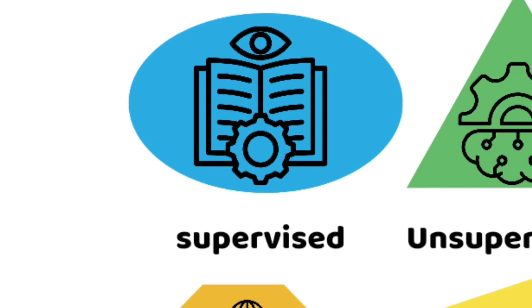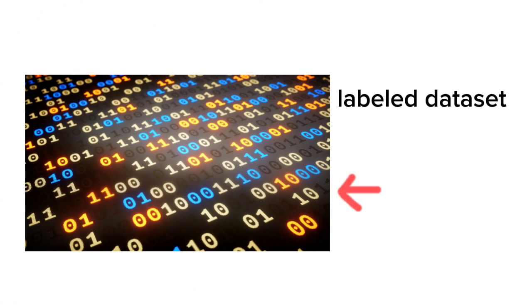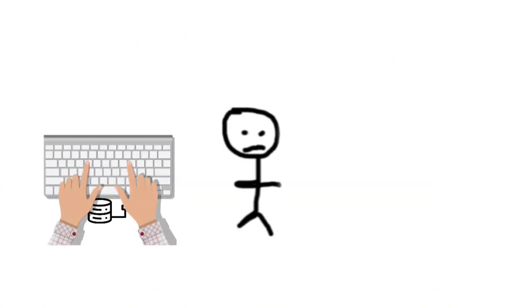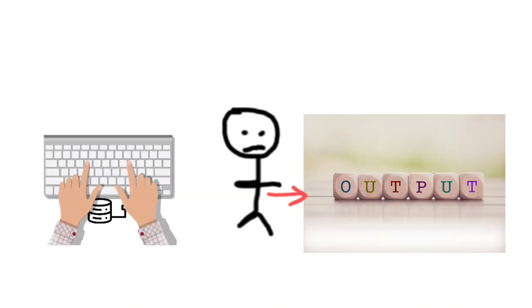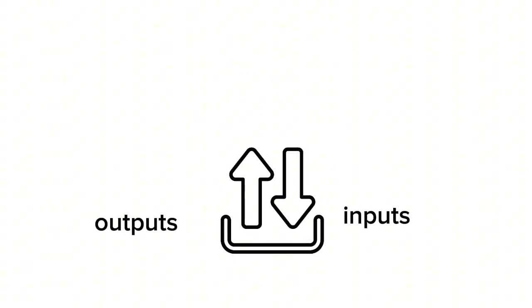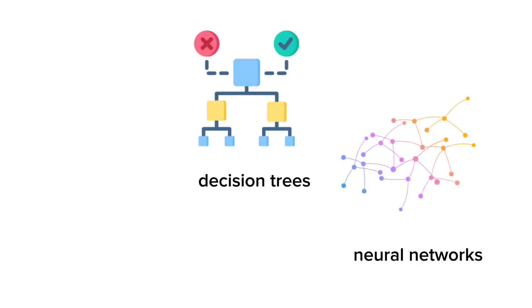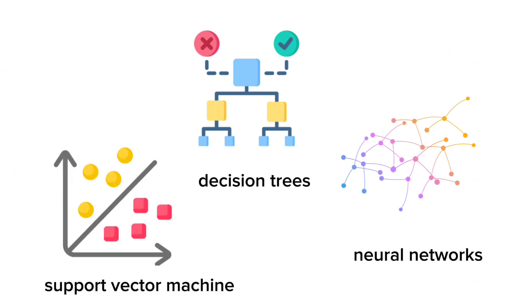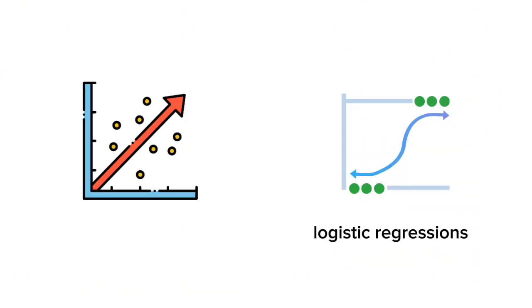Supervised learning. In supervised learning, the algorithm is trained on a labeled dataset, where each input has a corresponding target output. From the given labels, the algorithm learns how to map inputs to outputs. Neural networks, decision trees, support vector machines, logistic regression, and linear regression are examples of common algorithms.